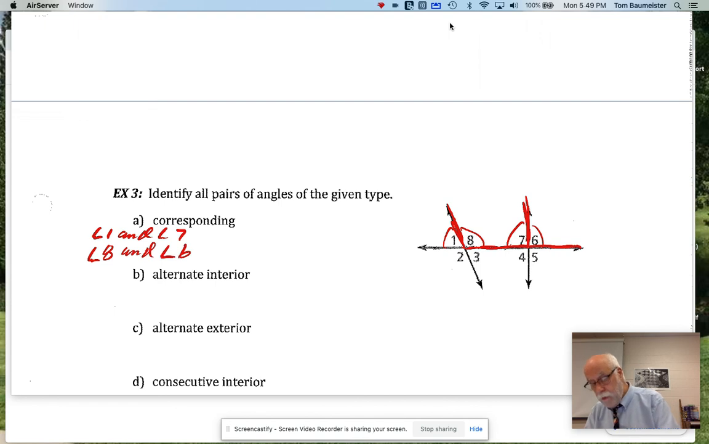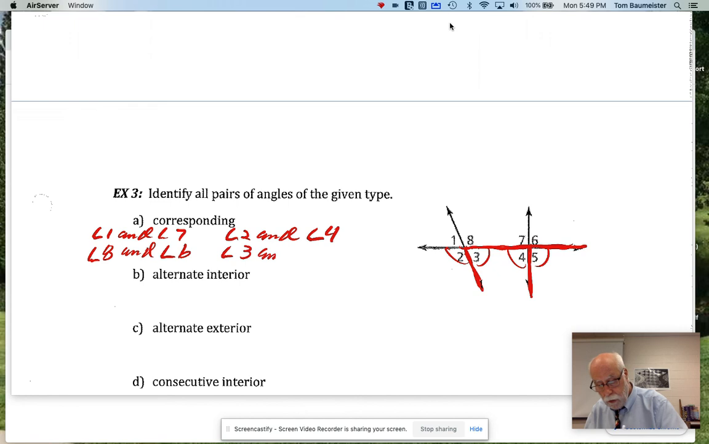Now I'll erase that one because we still have the other ones. So if we go this way, again, notice that they're not going to be perfect letters right now. We're going to talk more about what happens when the lines are parallel. Same thing here. I have the 2 on the top, so I can say angle 2 and angle 4. And I can say angle 3 and angle 5. Again, those follow an F pattern.